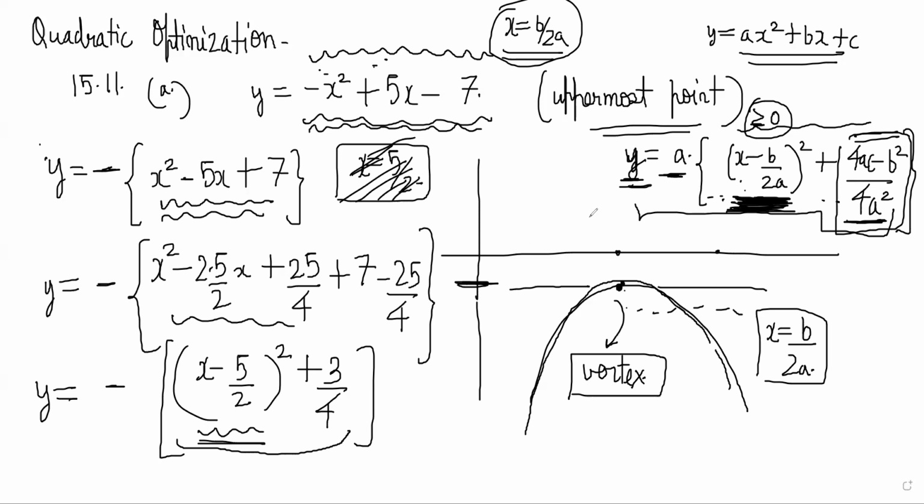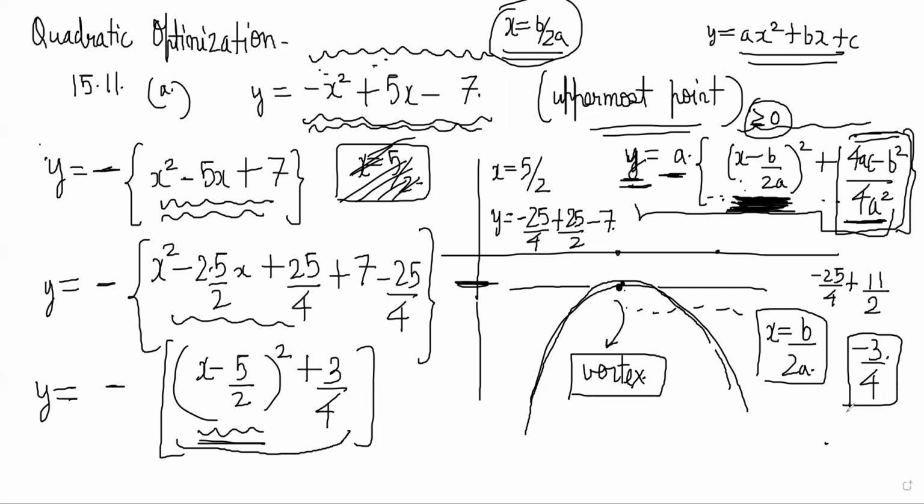So at x is equal to 5 by 2, let's check the value of y. y is coming out to be minus 25 by 4 plus 25 by 2 minus 7. So this is becoming minus 25 by 4 plus 25 by 2 minus 14 by 2. So plus 11 by 2, that is plus 22 by 4. So minus 3 by 4. The y value is coming as minus 3 by 4 at x is equal to 5 by 2.